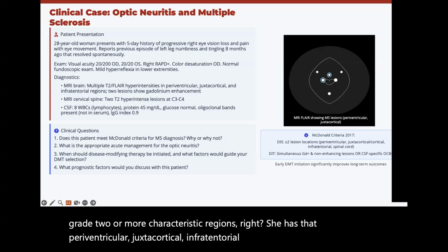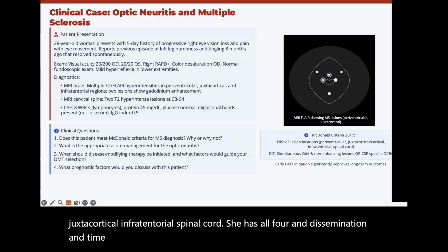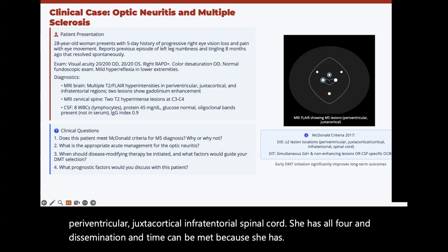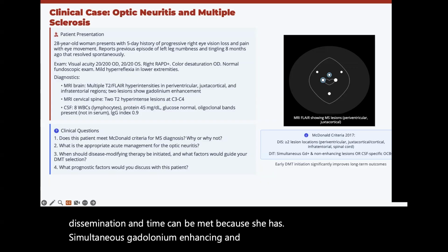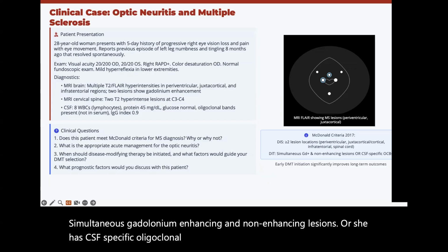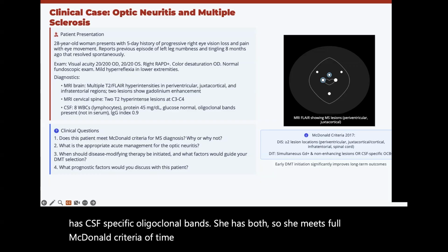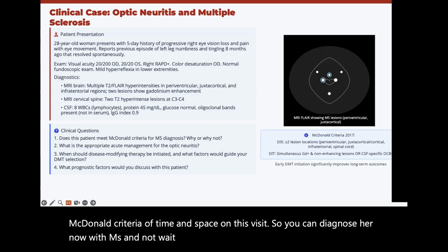She has all four. And dissemination in time can be met because she has simultaneous gadolinium-enhancing and non-enhancing lesions, or she has CSF-specific oligoclonal bands. She has both. So she meets full McDonald criteria of time and space on this visit. You can diagnose her now with MS and not wait for another clinical event. And why would you do that? Well, because we want to deal with prevention.